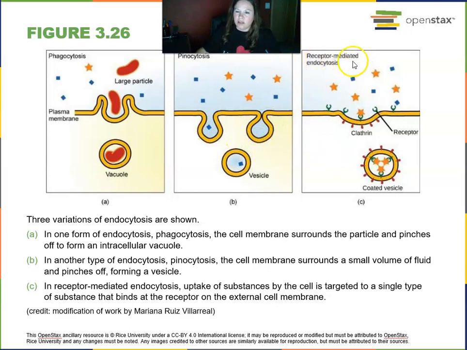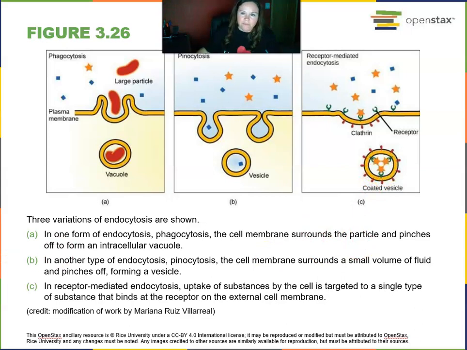And then there's another one that's more specific, where there are receptors on the cell membrane. As soon as enough of them get filled with whatever signaling molecule it is, then they will indent downward and form a vesicle so that we have that substance in that vesicle. So it's a lot like these last two, phagocytosis and pinocytosis. It's just that it's more specific in what it wants. And it won't make that vesicle until enough of them have contact with the molecule that they're supposed to be contacting. In this case, in the picture, it's these little yellow stars.